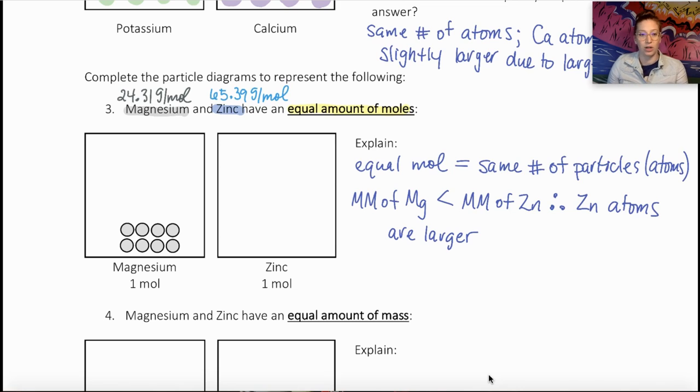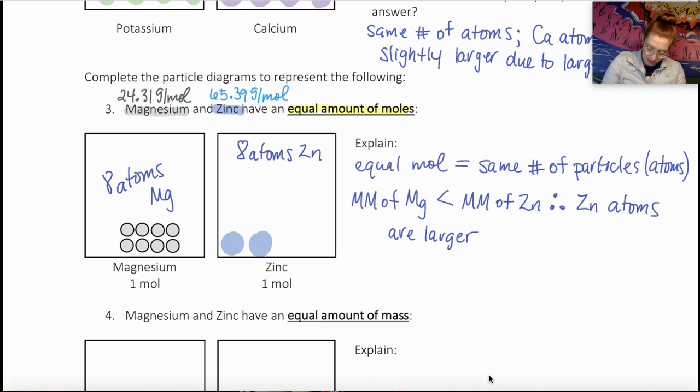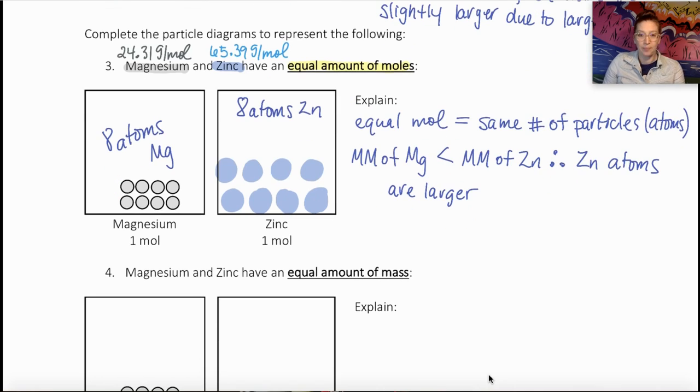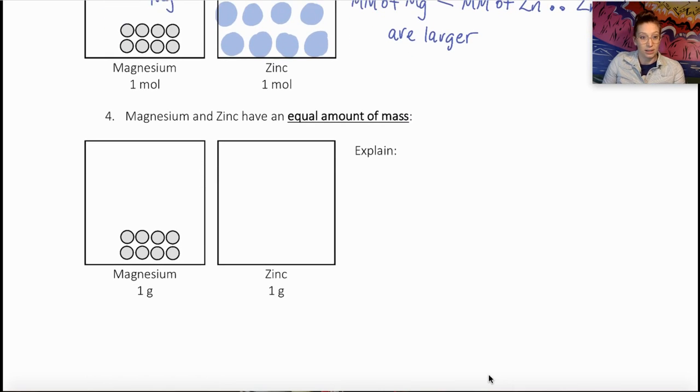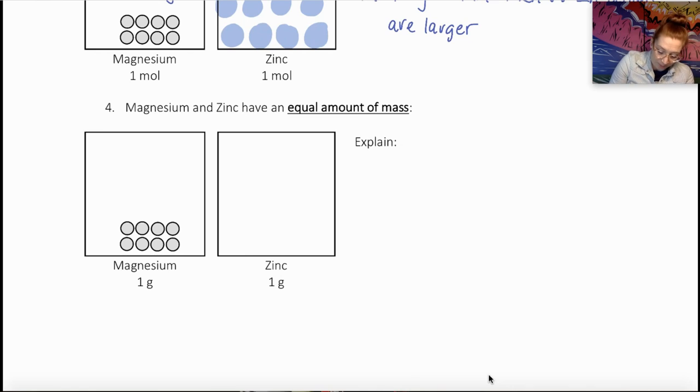Okay, so that's exactly what I want to show. If I count up my number of particles, I have 8 atoms of magnesium, so I want to have 8 atoms of zinc. Okay, and again, I'm going to make those a little larger. What did I use? Blue. So 1, 3, 4, 5, 6, 7, 8. Okay, great. Second picture with magnesium and zinc. These are the same masses, same original picture, right? So we've got 8 atoms here.